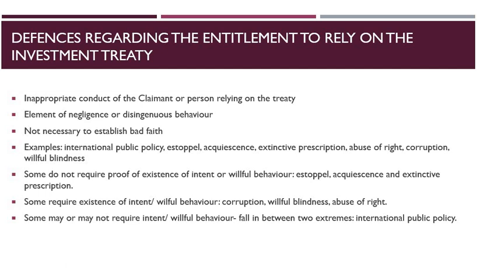willful blindness. Of these defenses, some of them do not require any proof of intent or willful behavior. For example, estoppel, acquiescence, and extinctive prescription. But some of them require existence of intent or willful behavior. Examples of these are corruption, willful blindness, and abuse of right. Some of the defenses may or may not require intent or willful behavior. They fall between these two extremes. Example is international public policy. In this lecture and in the next few, we will see each of these defenses.